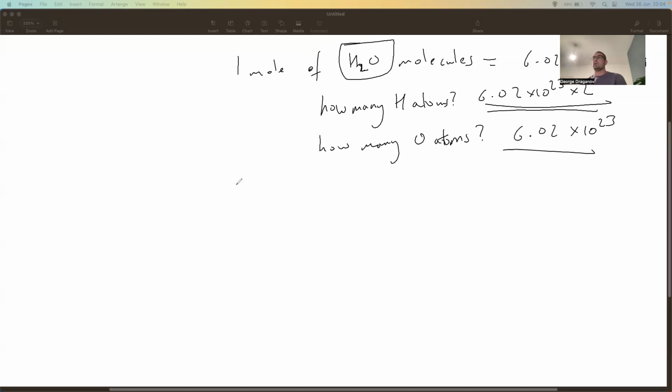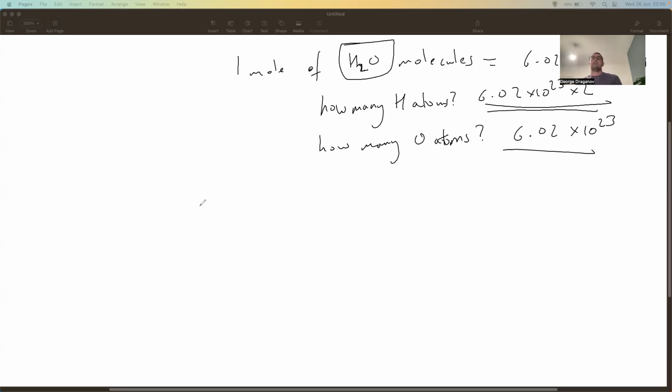Let's consider, if you change that to 2 moles, by the way, 2 moles of water would contain 2 times this molecules and would therefore contain 4 times this hydrogen atoms and 2 times this oxygen atoms. So you would double everything if that changed to a 2.